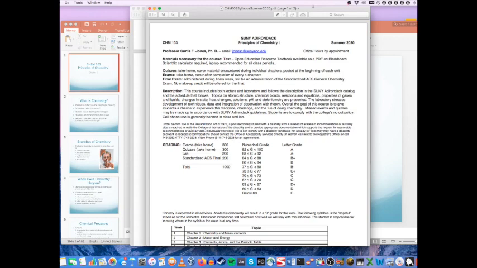So we will be covering topics such as atomic structure, chemical bonds, reactions and equations, properties of gases and liquids, changes in state, heat changes, solutions, pH, and stoichiometry. The laboratory will be focused mostly on development of measurement techniques, also the collection of data and the development of theory via observation.